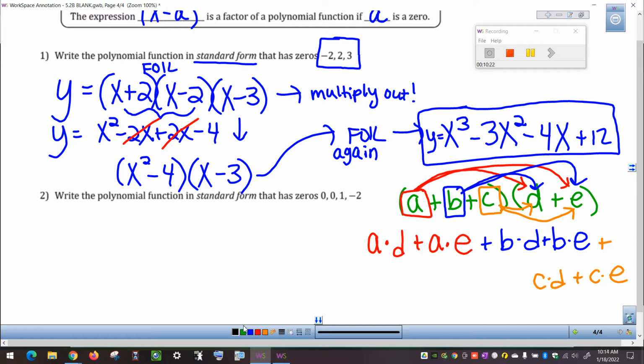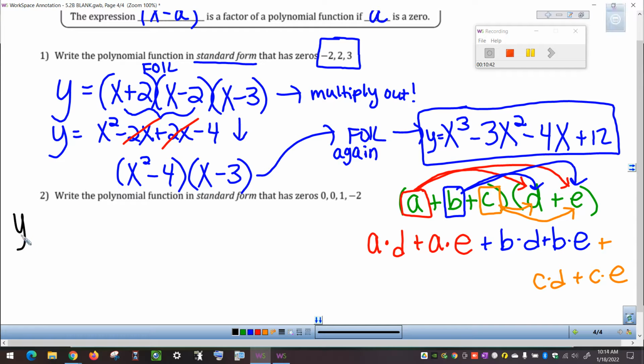All right, we're going to finish with just one last example. Notice how this one here at the bottom has 4 zeros, but one of them is repeated. So 0 is listed twice, so it says 0, 0, and then we have 1, and then we have -2.